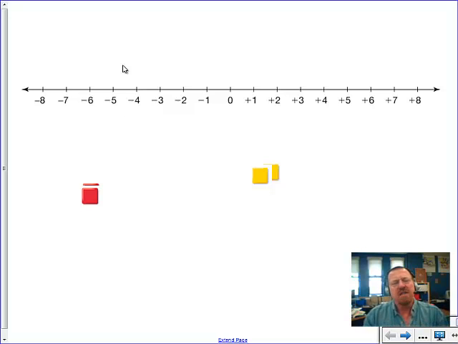Okay? So there's three concepts I want to discuss with you today. The first one is how to represent an integer, both a negative integer and a positive integer, using both the number line, like the one we got here, using tiles as well. How to add and how to subtract integers, both negative and positive.